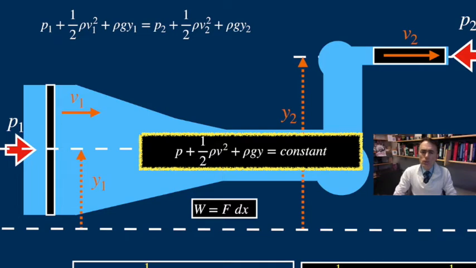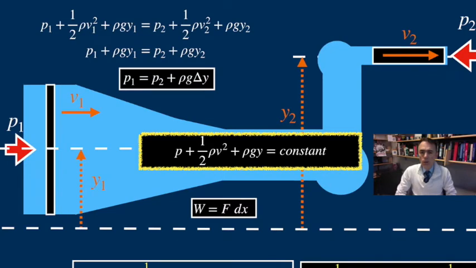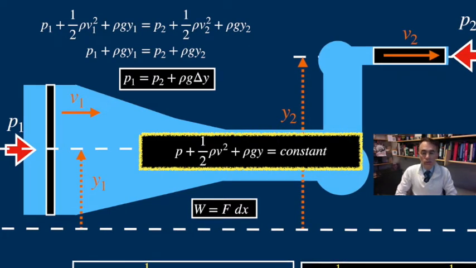Let's assume we have a static fluid such as water in a pool. Then the kinetic term is 0, and if we consider the origin of height as at y1, then we have a familiar expression, the one that tells us that pressure increases linearly with depth.